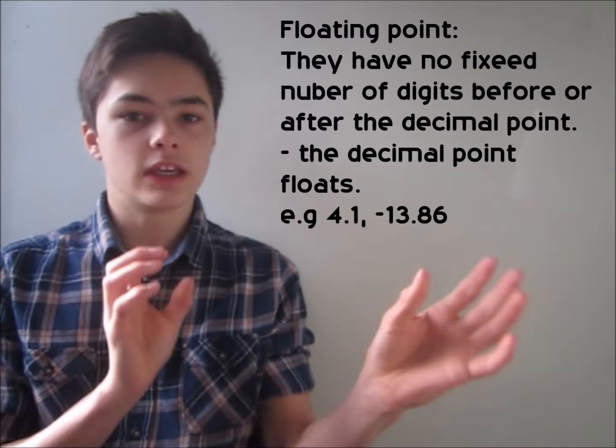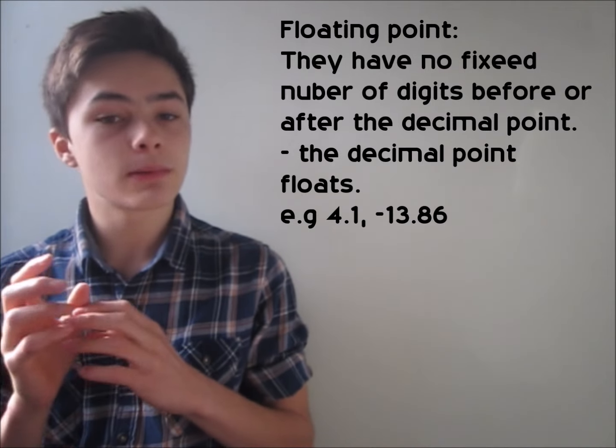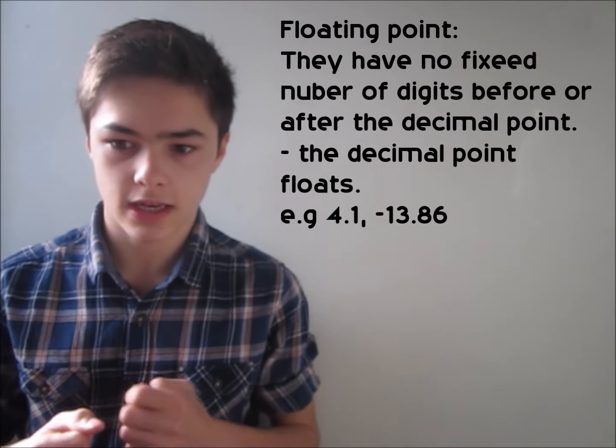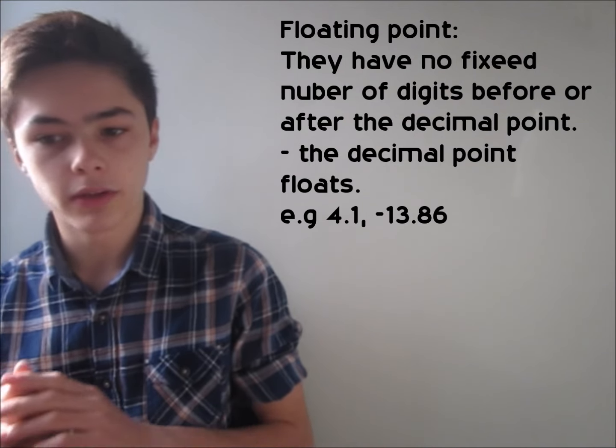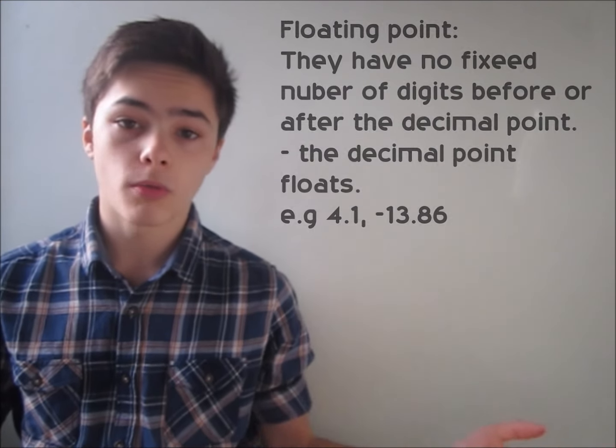And now, floating point numbers. This is the data type that uses decimals. Computers, as well as integers, need to be able to represent real numbers, so ones with decimals. With the floating point data type, there's no set number of digits either side of the decimal point. The decimal point can float, hence the name floating point numbers. Examples could be 4.1 or -13.86.